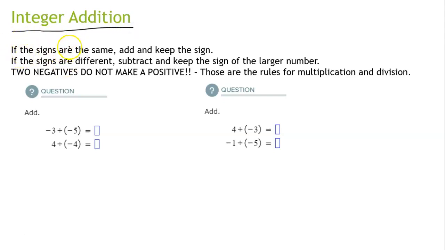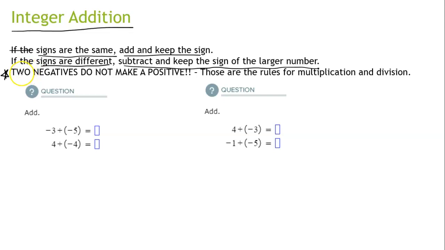And then you're going to want to write these things down, and you can abbreviate a little bit. You don't have to write the words like if, the. So if you want to write the signs are the same, add and keep the sign. Signs are different, subtract and keep the sign of the larger number. You don't need to write this down unless this is an error that you make.